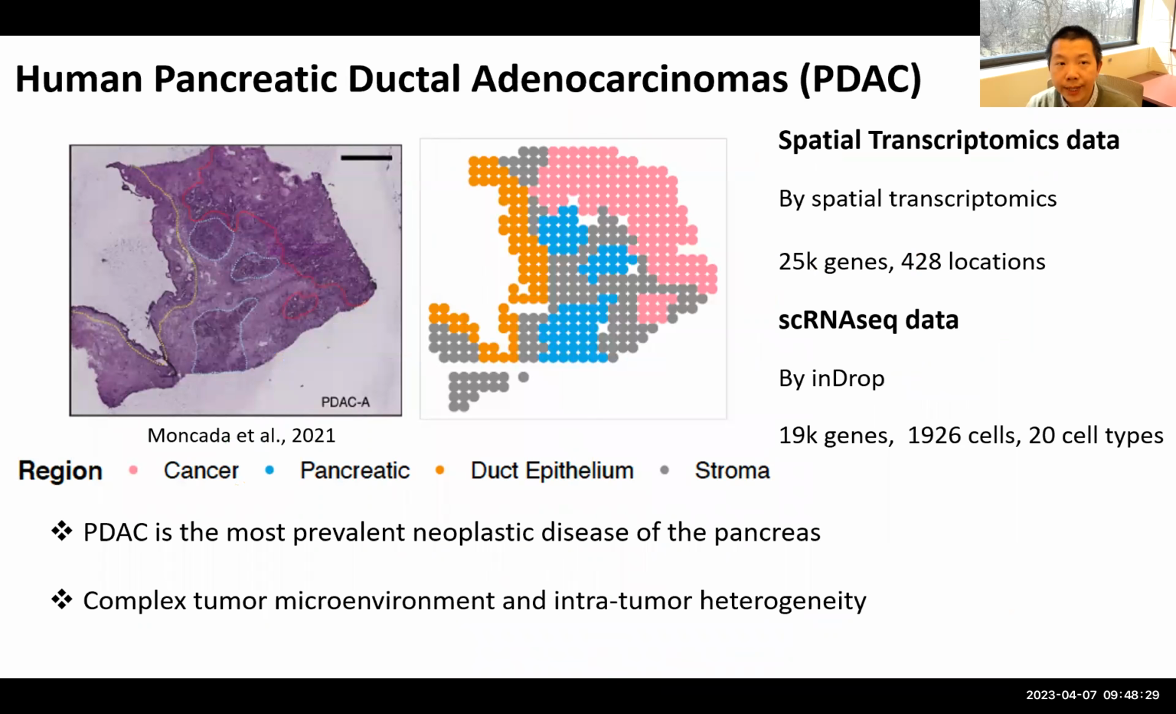So we can look at one dataset here. This is human cancer data. The spatial transcriptomics measures 25,000 genes on 400 locations, and we did two analyses: one reference-based and one reference-free. For the reference-based analysis, we use single cell RNA sequencing data by inDrop, which contains 19,000 genes and 1,900 cells.